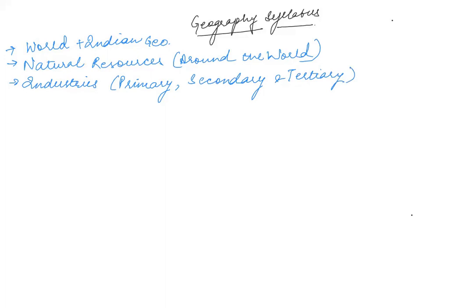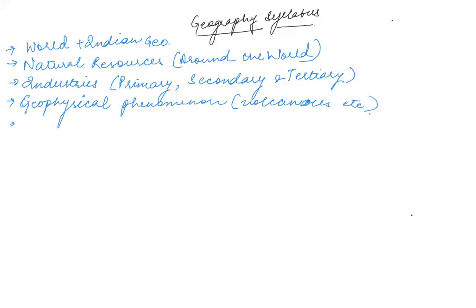Then we have our geophysical phenomenon, which include our volcanoes, etc. Then we have the climatic changes caused due to, yeah, for example. So geomorphology basically has around 10, 12 topics. Okay. So if you want, you can write it down or do basically the complete thing.